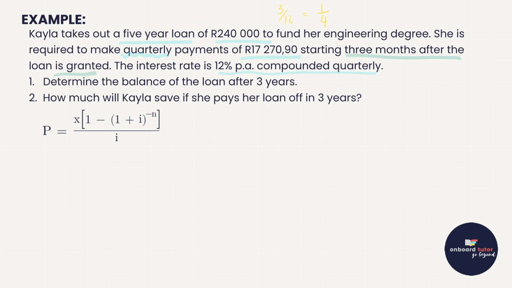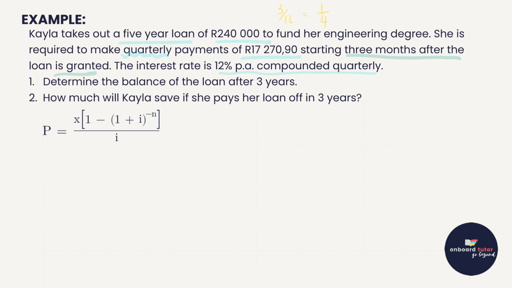So everything is in order. We don't need to worry too much. It's not a complex question in that regard, but it is worth noting that we start paying at the end of the next payment period. So the first thing they want is the balance of the loan, and then they want to know how much she will save if she can pay this loan off in 3 years. Let's quickly figure out all the things we need.